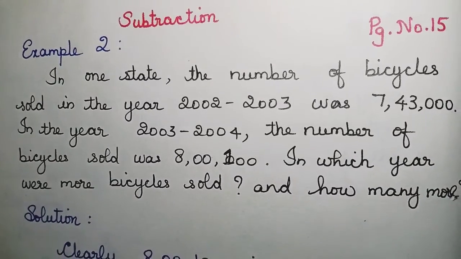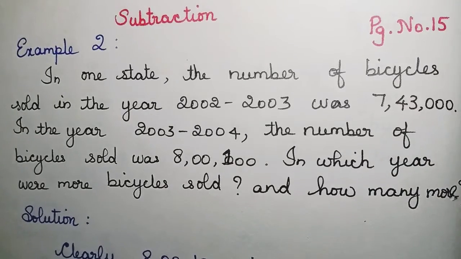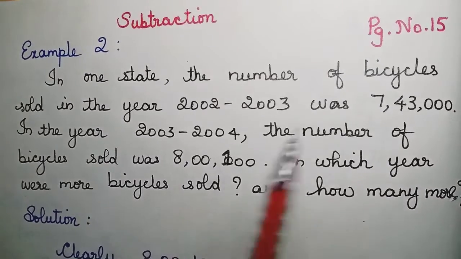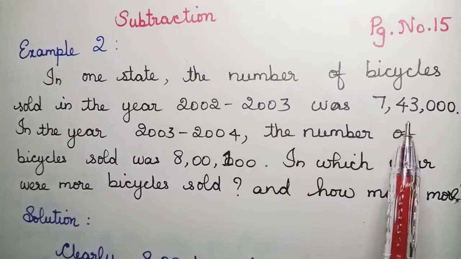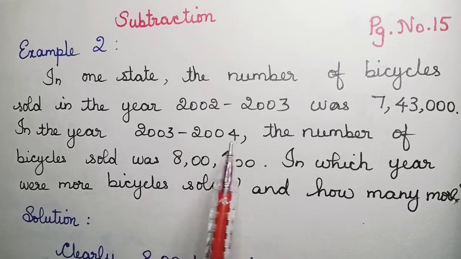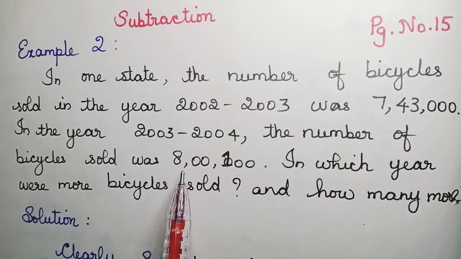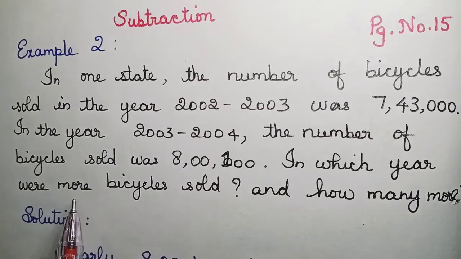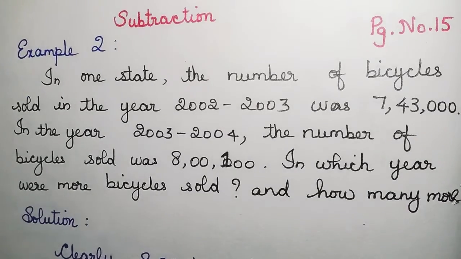The next topic is subtraction. We are going to find the second example, and this is based on subtraction, page number 15. In one state, the number of bicycles sold in the year 2002-2003 was 7,43,000. In the year 2003-2004, the number of bicycles sold was 8,100,000. In which year were more bicycles sold, and how many more?